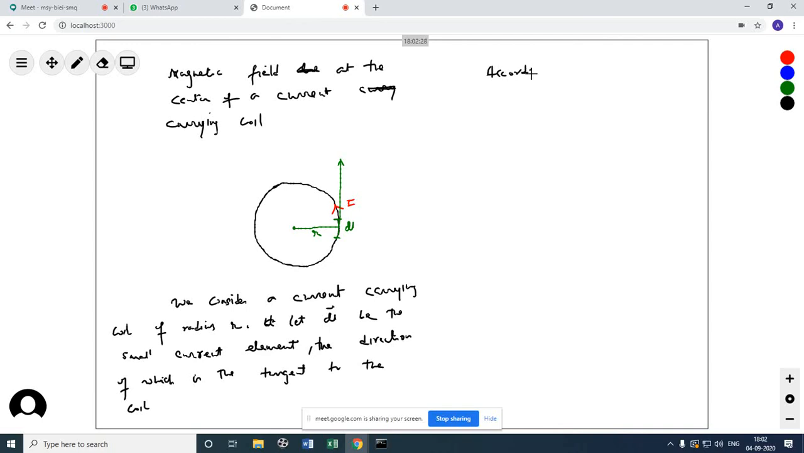So the direction of dl is what? The tangent at the dl. Tangent at that point. So this is our dl vector. Got it? So the red line is the current. So what do you do? We consider a current carrying coil. I mean the coil of radius r.